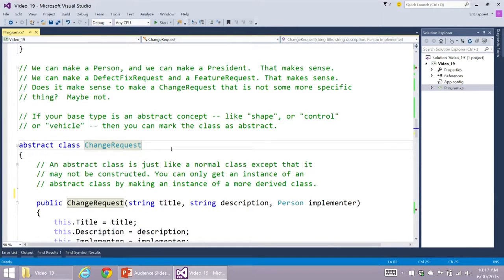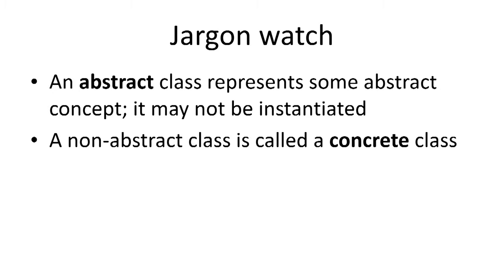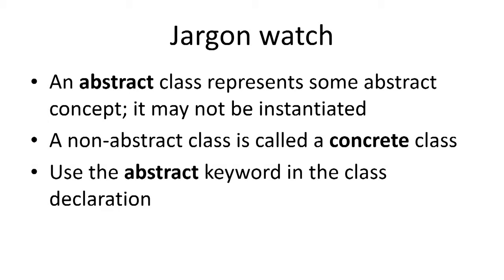So you can see I've changed change request here so that it's marked as abstract. An abstract class is just like a normal class, except that you cannot construct it directly. You can only get an instance of an abstract class by making an instance of a more derived class. So just to briefly make sure that that's all clear, an abstract class represents an abstract concept. It may not be instantiated directly. A non-abstract class is called a concrete class, although you don't usually hear that term very often. Almost all classes are concrete classes, so you don't usually need to call them out. And you can use the abstract keyword in the class declaration.